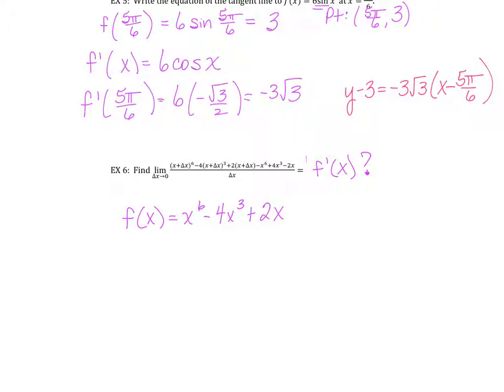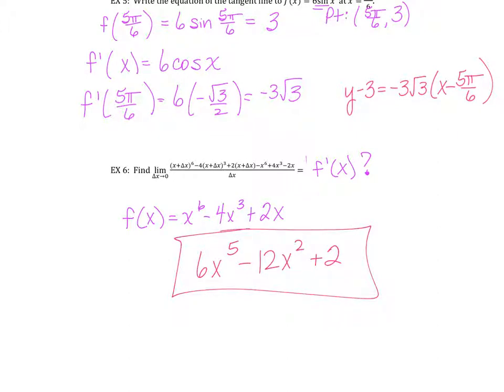Now that's not a hard question. You know that answer. You say, well, it's this. And that's what that question is asking. So really, there's no f prime, but, I mean, it is f prime, but if the question is what is the limit, that is your answer: 6x to the 5th minus 12x squared plus 2.